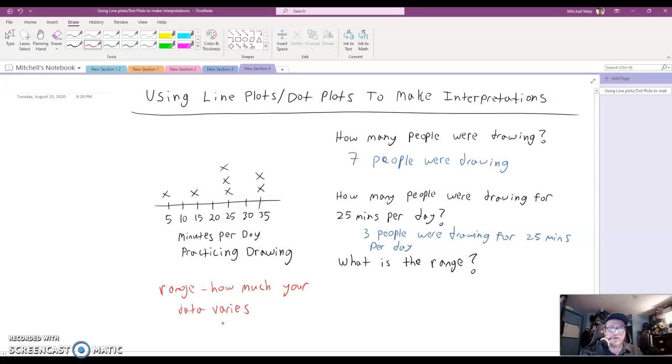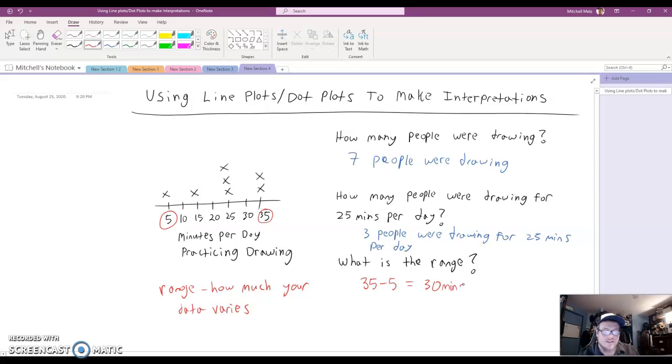Again, like I said, you're just going to look at where the X's land on the number line, and take the 2 numbers where those X's are and subtract them. So if you look here, the lowest value of my data set is 5, and the highest data value of my data set is 35. So I'm just going to subtract those. 35 minus 5 will equal 30. So my range is a range of 30 minutes.